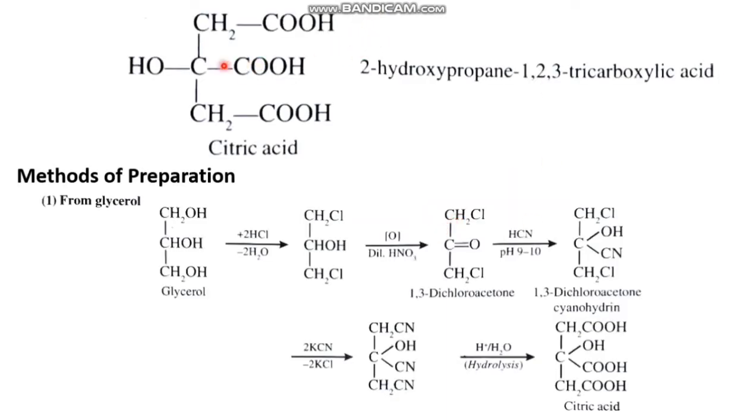This is citric acid, that is CH2COOH, C(OH)COOH, CH2COOH. The IUPAC name of citric acid is 2-hydroxypropane-1,2,3-tricarboxylic acid. Now let us consider the important methods of preparation of citric acid.